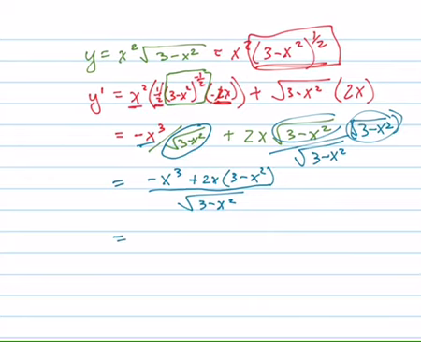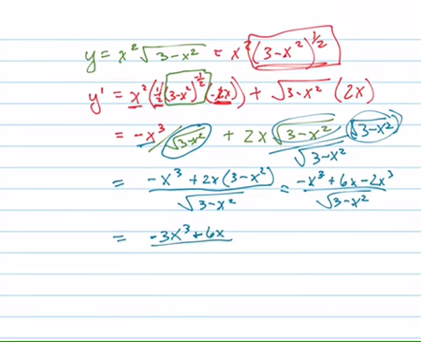So when I distribute, let me do this over here, negative x cubed plus 6x minus 2x cubed all over 3 minus x squared, and sure enough this cleans up quite a bit nicer when I did that. So that's negative 3x squared plus 6x all over the square root of 3 minus x squared, and that is your final answer.